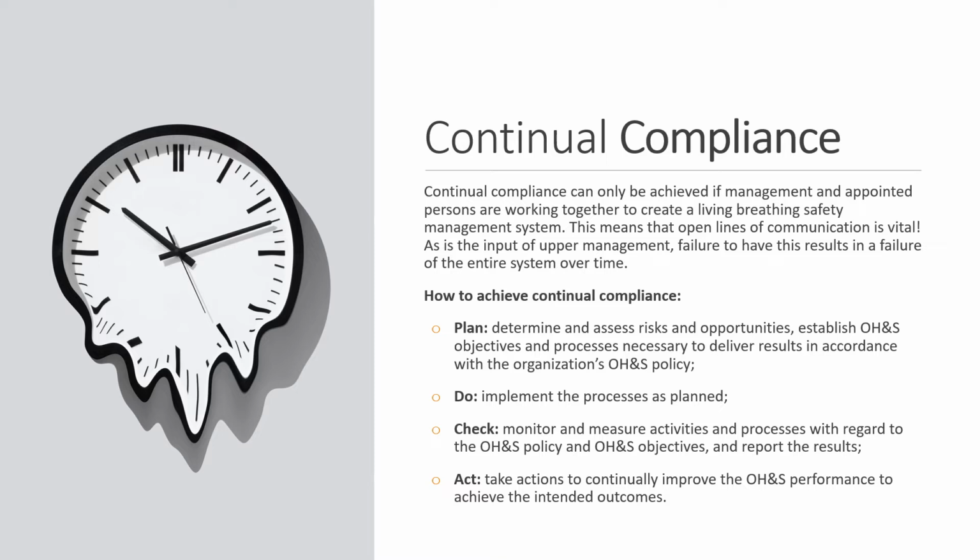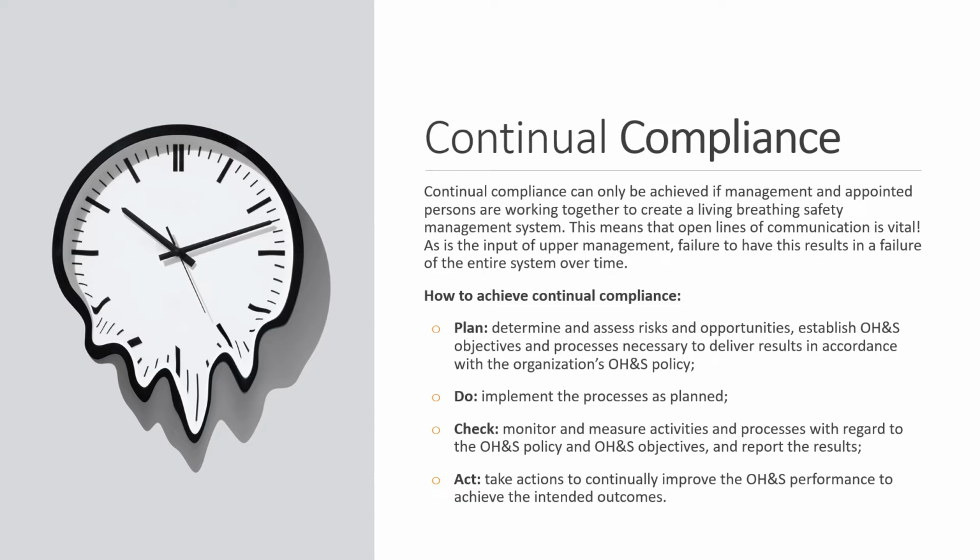As a health and safety representative, your goal is to work toward continual compliance. This can only be achieved if management and appointed persons such as yourself are working together to create a living, breathing safety management system. This means that open lines of communication are vital, as is input from upper management. Failure to have this will result in the failure of the entire system over time. This is how you can achieve continual compliance. Plan, do, check, act. Determine and assess risks and opportunities.